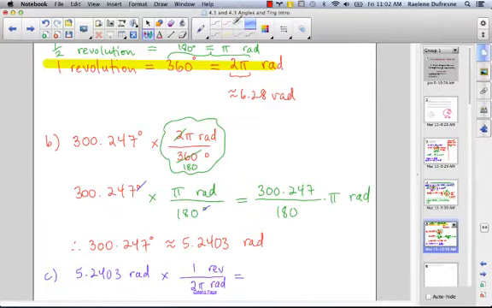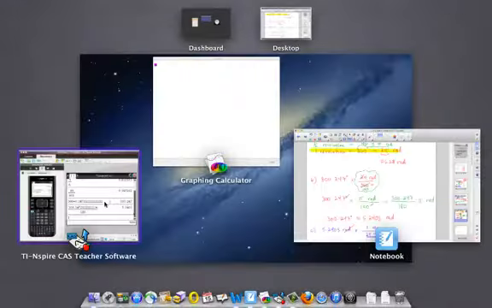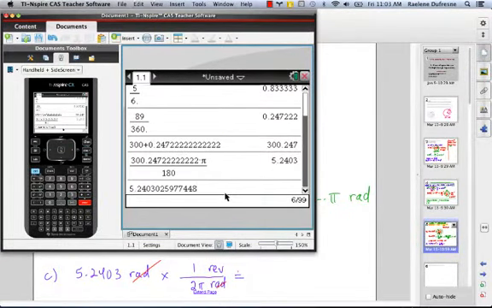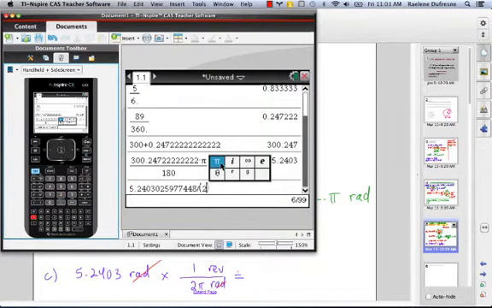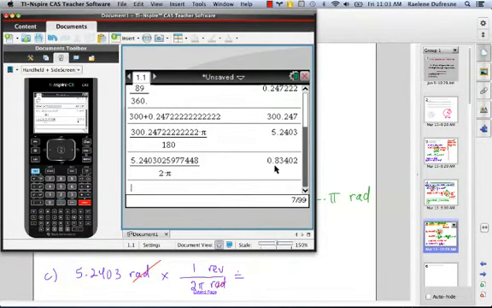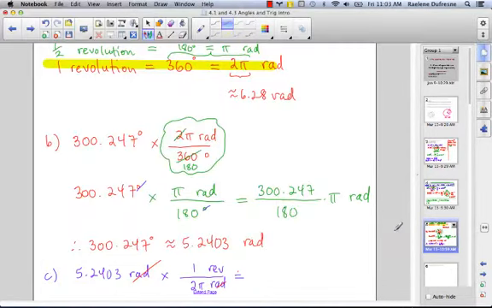And we get rid of the units of radians and we keep the units of revolutions, and we have 5.2403 divided by 2 pi, which will be approximately, taking our previous answer and dividing it by 2 pi, gives us 0.83402 revolutions. So we haven't made a full revolution.